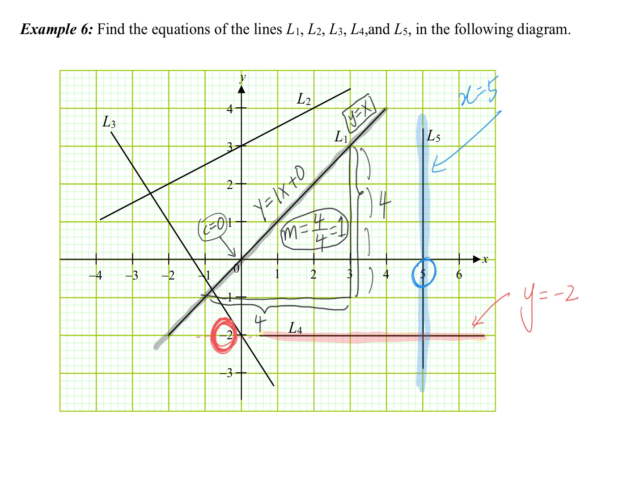Okay, so that's the line. Maybe I write here. Line 1 is y equals x. Line 4 is y equals -2. Line 5 is x equals 5. Okay, we are just left with the last 2 lines.